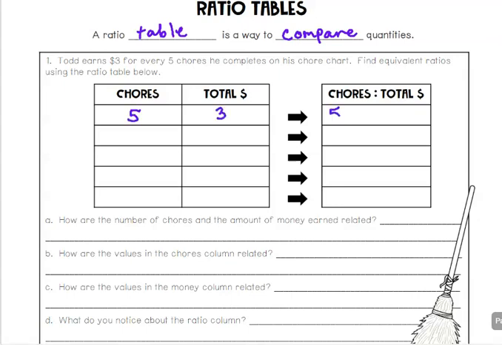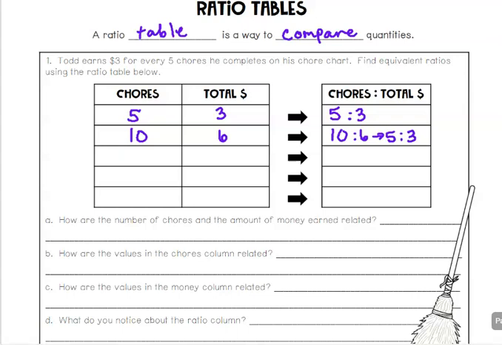So I could write that as a ratio of 5 to 3. All right, so if he does another 5, meaning he's done up to 10 chores, then he's earned $6. So that would be 10 to 6. Now the thing is, 10 to 6 can simplify. So if I simplify and divide both of them by 2, I get back to 5 to 3. Because it's still the same relationship, it's just happening more than once.